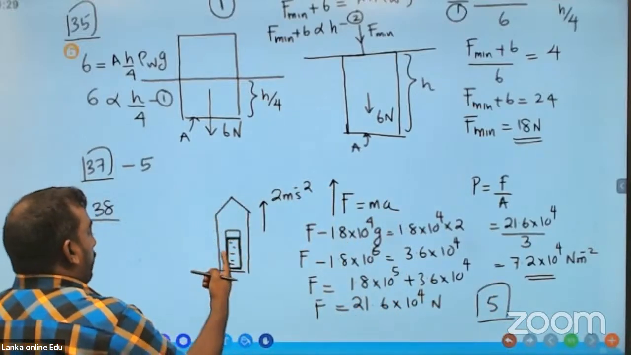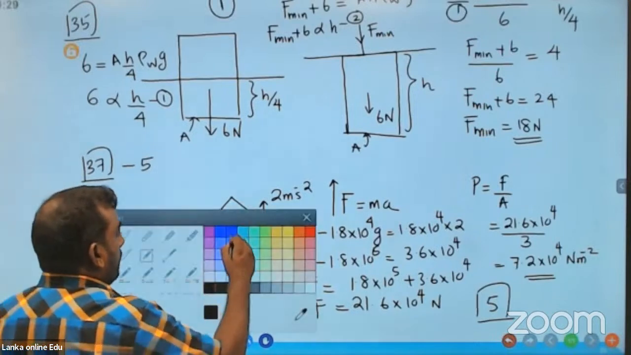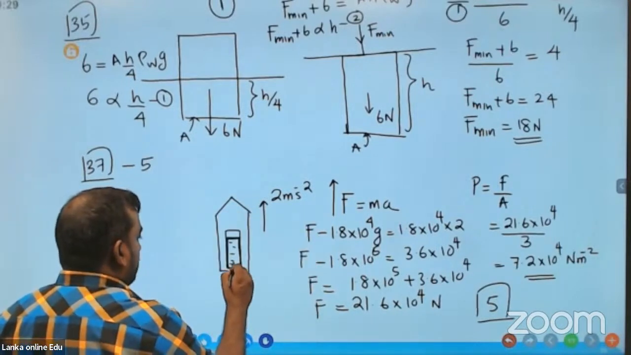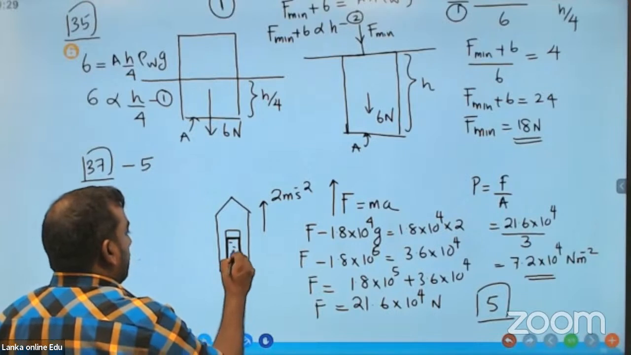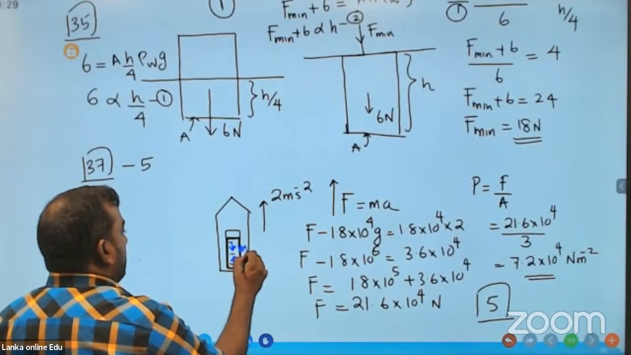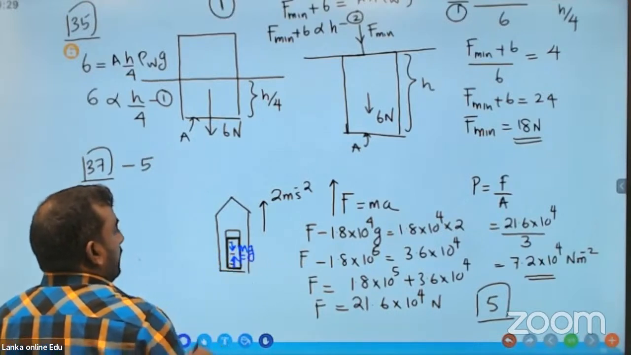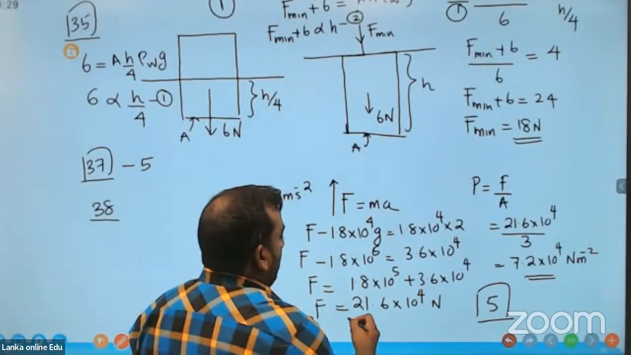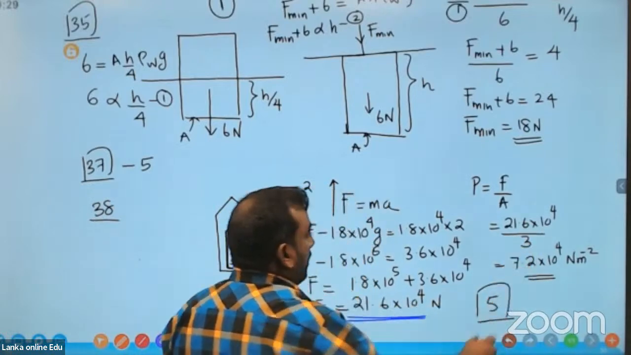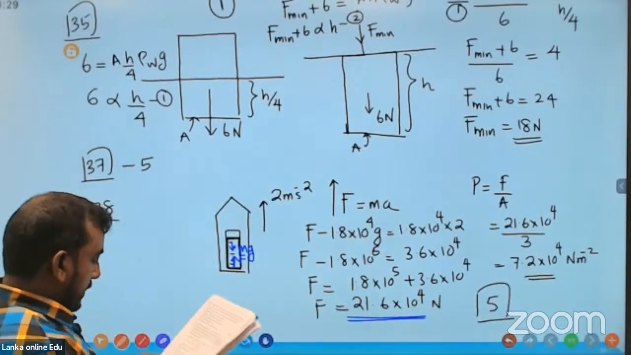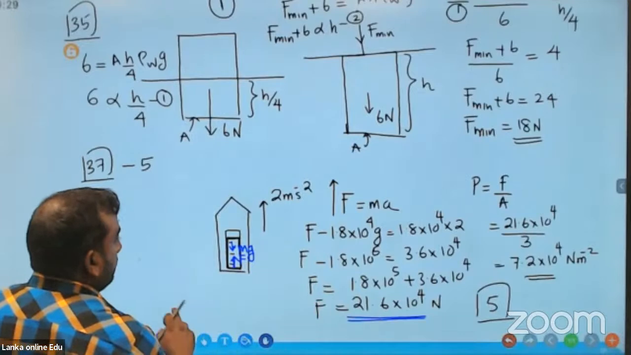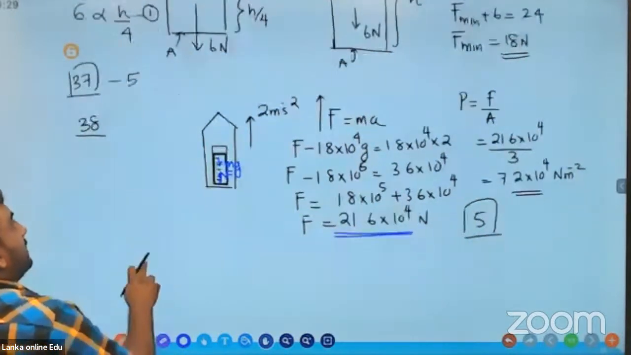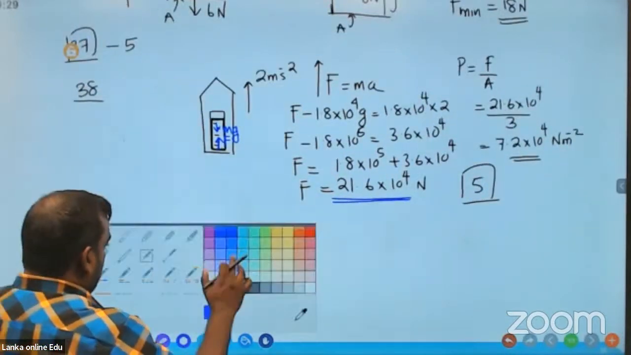So here there will be a force accelerating it, and here you have the weight in the opposite direction. Apply F equals ma, find the force. Once you find the force, force divided by area at the bottom will give you what? Easily answer number 5. These are basic theory works, if you have learned in theory.